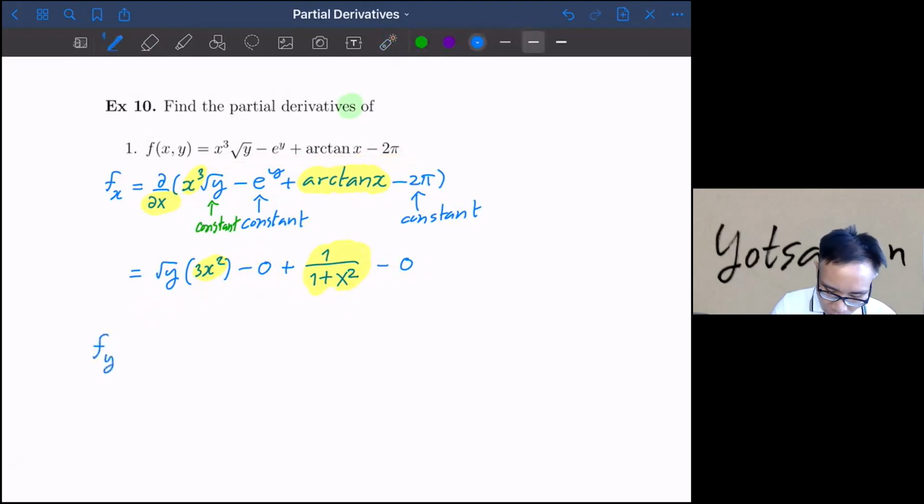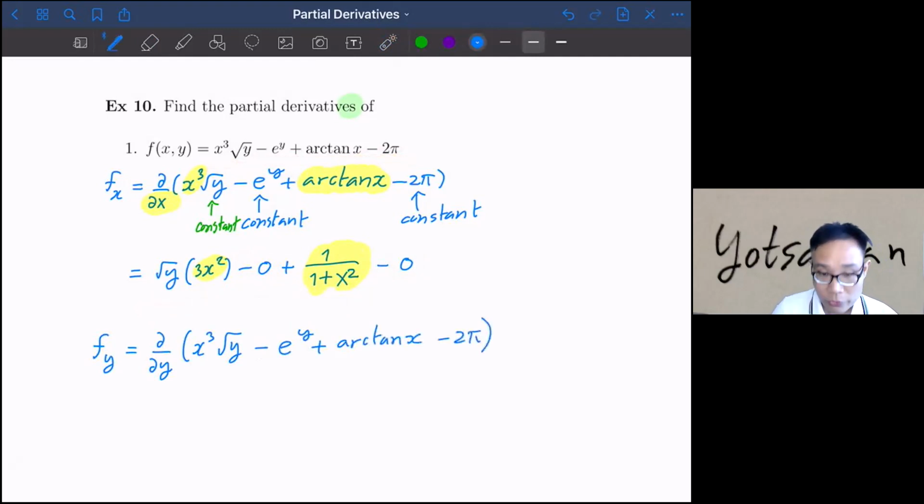So I would want you to do fy on your own first. Okay, so it's going to be the same thing, x cubed times the square root of y, minus e to the y, plus arctan x, minus 2 pi. Try to follow fx, and you should be able to do fy on your own. Okay, so this one is 2 terms in terms of y. I let you do this one first.